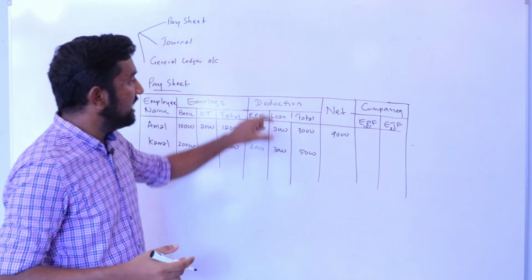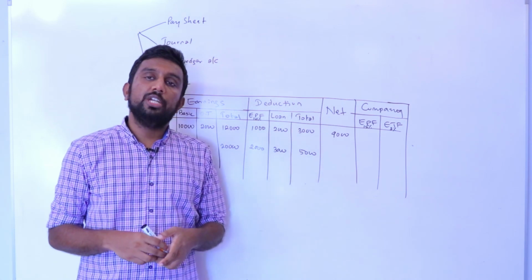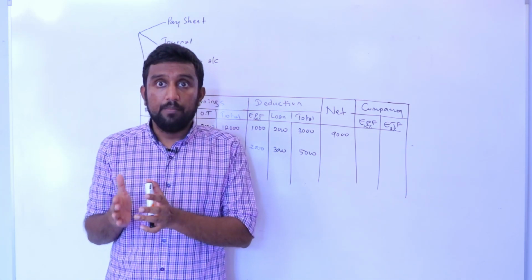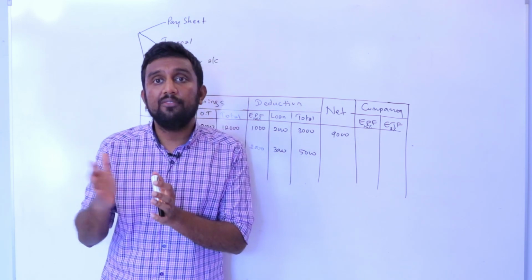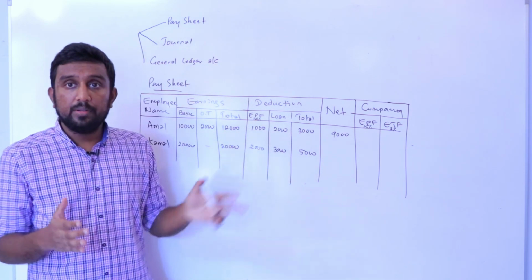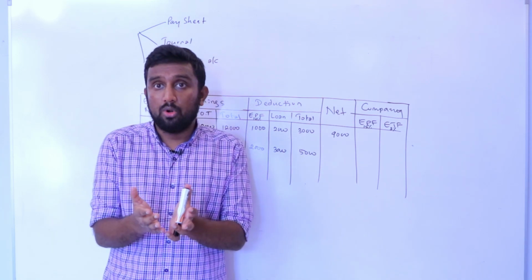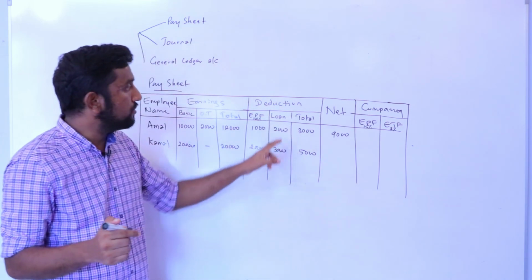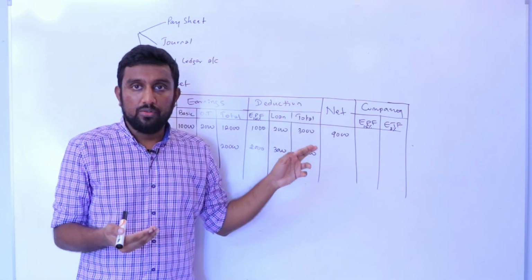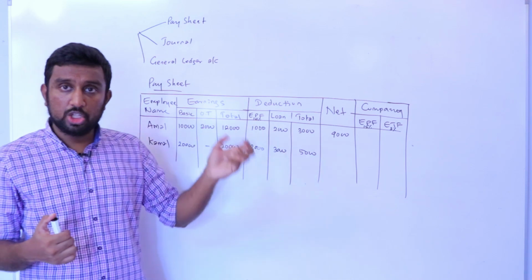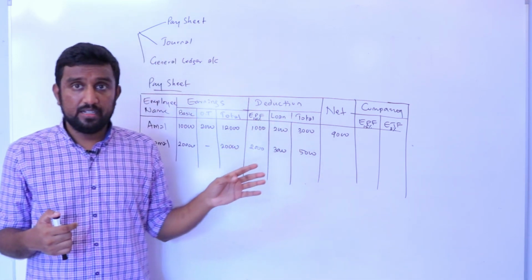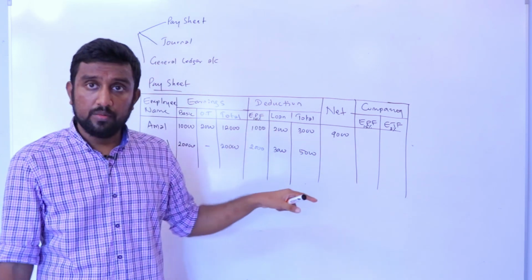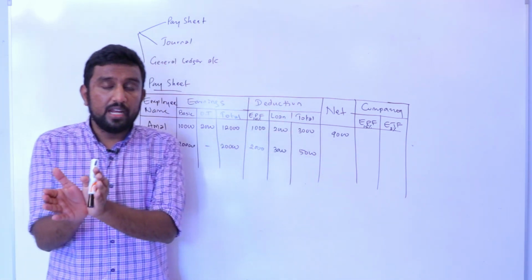Again, when you are preparing the deduction columns, you have to check how many columns you should prepare based on the question. Someday you may have 3 like this, sometimes you may have 4. Let's say you have a house loan and some other loan, so you will have 2 columns like house loan and some other loan, right? So this has to be decided based on the question only. Therefore, you have to read the question before you are dividing the columns, or before you are preparing the pay sheet format.